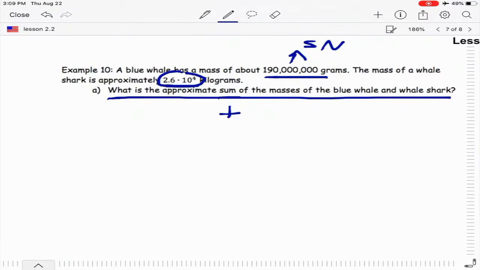So just understand, read this to yourself first, and then when you find the sum, when you add, just make sure you're adding an apple with an apple. Either make both of them standard form or make both of them scientific notation.